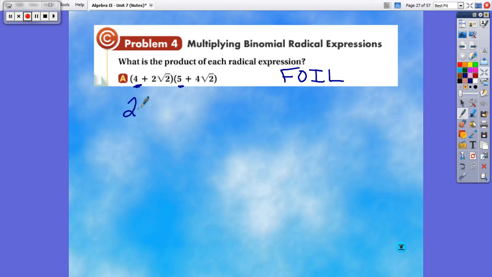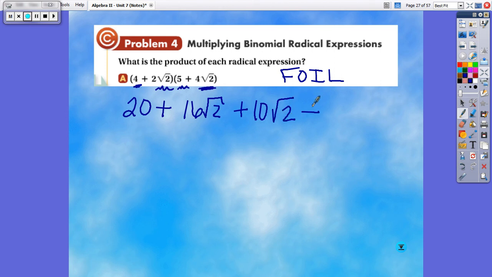That's easy. 20. My outside numbers this time are 4 and 4 root 2. So remember, you're multiplying them together and adding it to 20. So 4 times 4 is 16 times the square root of 2. Then I'm going to do my insides, here and here. 5 times 2 root 2 is 10 root 2.